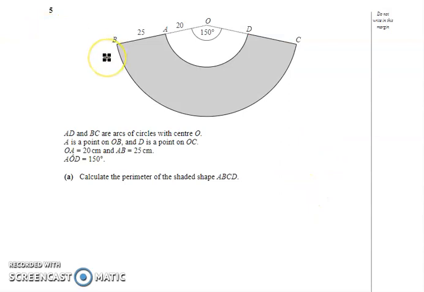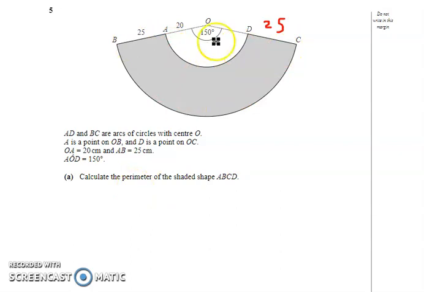Okay, now let's look at this question. AD and BC are arcs of the circle with center O. We have the angle AOD is 150 degrees. Find the perimeter of the shaded ABCD. Now for perimeter, we already know this is 25, so this will also be 25 because the radius won't change. We just need to know the length of arc AD and length of arc BC.